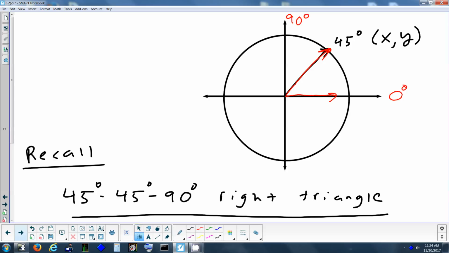Well, the goal, anytime you're doing unit circle trig, is not to have the angle, but you need the what for the angle? You need the coordinate. So our goal is to figure out the coordinate for a 45-degree angle. Well, if you draw in that dotted line, you just created a right triangle, and it's a 45, 45, 90 right triangle.